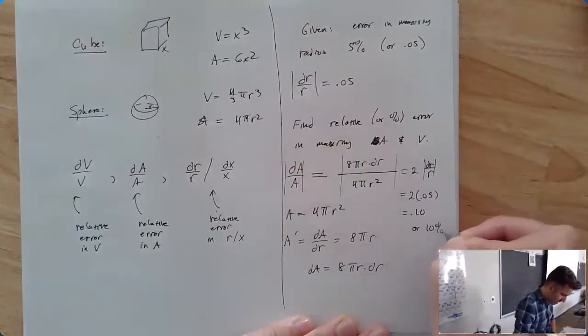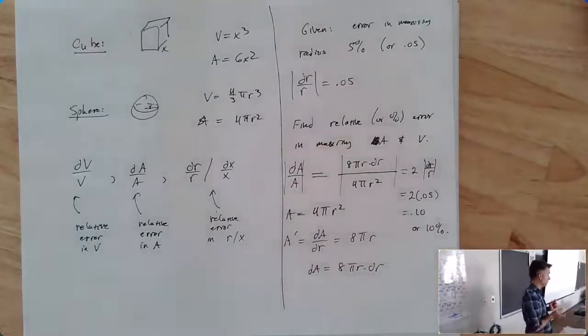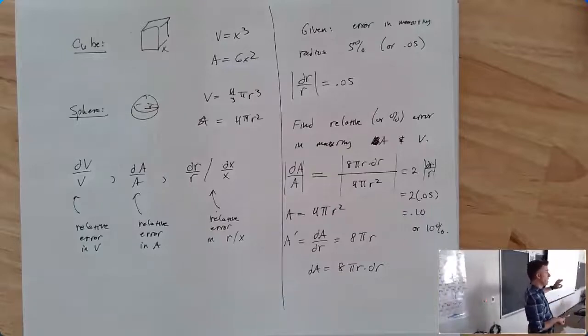Which is what we expected because we knew we were doubling the dimension. And in the same sort of way, we should all expect that the error in measuring the volume should be 15%, because we are tripling the dimension, so we are tripling the error. We're not cubing the error, right? It's not 0.05 times 0.05 times 0.05. It's 0.05 times 3, because we're just tripling it.